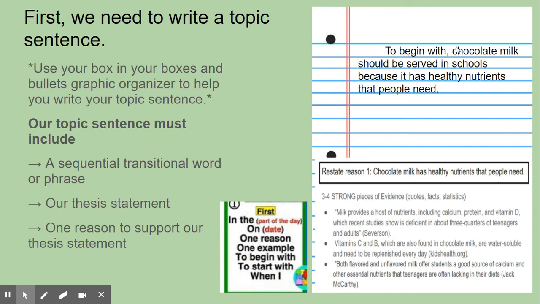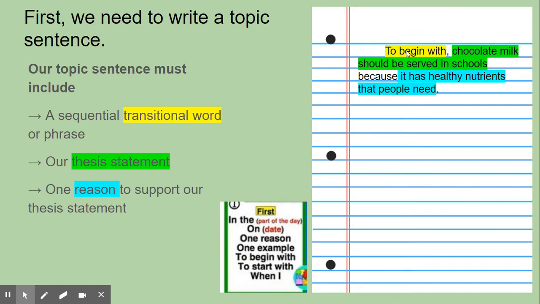So I wrote, to begin with, chocolate milk should be served in schools because, look back at my box, it has healthy nutrients that people need. So I use that last part of my box here in my graphic organizer to say our reason. So there we go. We have a transitional word, our thesis statement, and our first reason that came from our boxes and bullets. All right, pause the video here and use your boxes and bullets to write a topic sentence for your body paragraph.